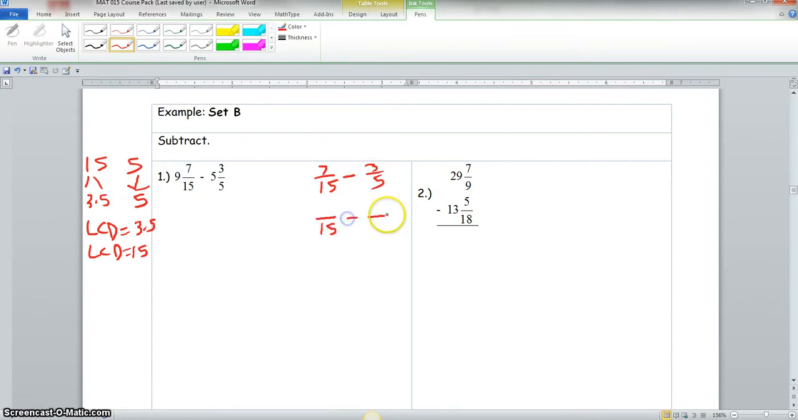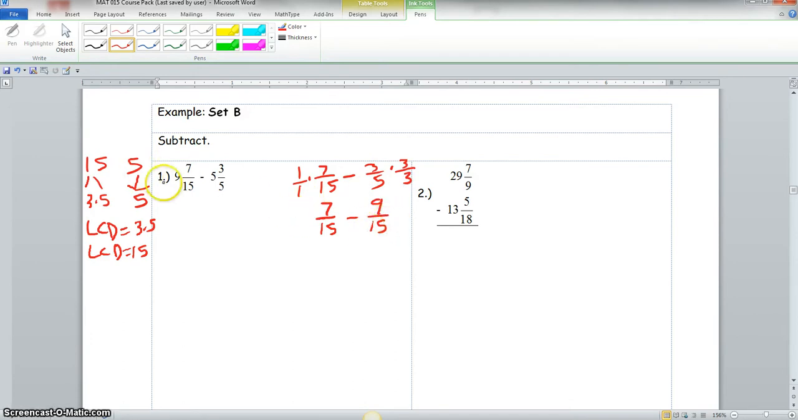And our common denominator here will be 15. 15 divided by 15 is 1. We multiply the numerator and denominator by 1. So 1 times 7 is 7, so that's 7/15. 15 divided by 5 is 3. We multiply our numerator and denominator by 3. And this will give us 9.